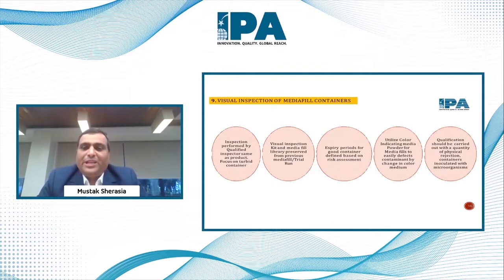The inspector has to be pre-challenged with physical defects and turbid containers. And the special recommendation here is to consider color indicating media, which is a very useful technology available to utilize and easily detect contamination. So it is easy for the visual inspector to detect any contamination which is there in the media fill itself. Next slide.